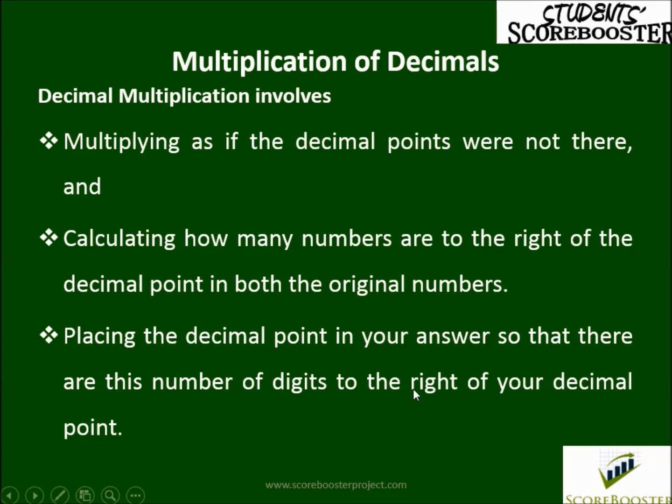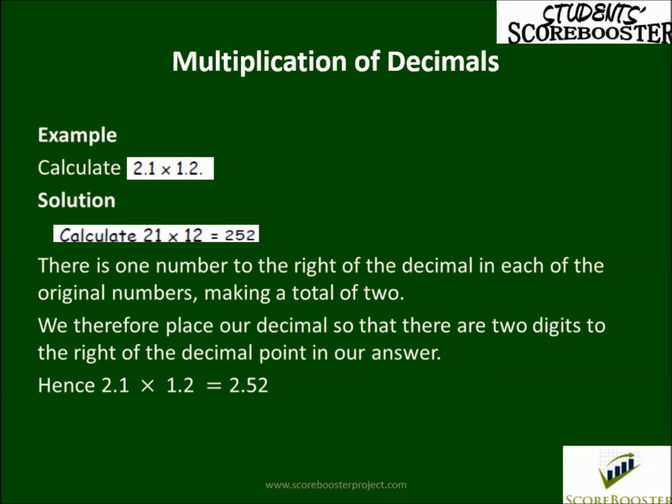So, multiplication of decimals. I have gone through addition and subtraction of decimals, so the next thing is how to multiply decimal numbers. The procedure for multiplying decimal numbers is multiplying as if decimal points were not there, calculating how many numbers are to the right of the decimal point in both the original numbers, and then finally placing the decimal point in your answer so that there are this number of digits to the right of your decimal point. So let's have an example.